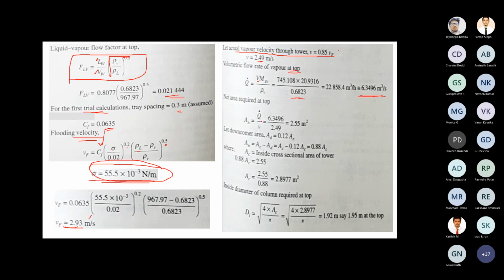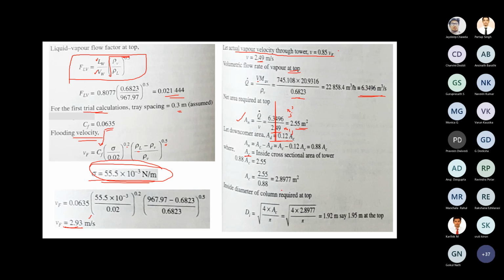So the net area you can calculate, that is 6.3496 by your velocity. Your A net is Q by V, that is 6.3496. This is meter cube per second. This is meter per second. So you will get the cross sectional area, that is 2.55 meter square. The downcomer area you can select as 12% of your cross sectional area. So this is the net area. Here you have to calculate the AC value.